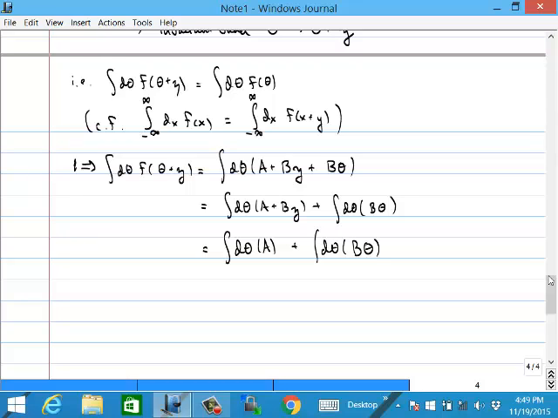So what does this mean? The only way that this could be consistent is if the integral d theta of something independent of theta is equal to 0.